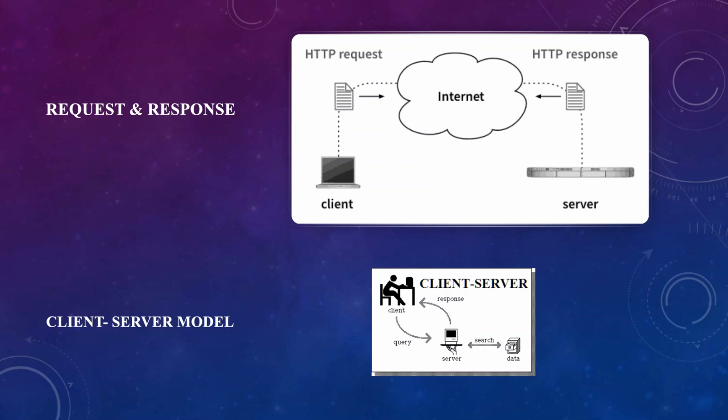Okay, so let's continue with the basic terms that are used with HTTP. The machine that is trying to send some information over the internet to another machine is called the client, and the machine that is responding back is called the server. So this is called the client server model. The information that is sent from the client is called the HTTP request, and the information sent back from the server is called the HTTP response.